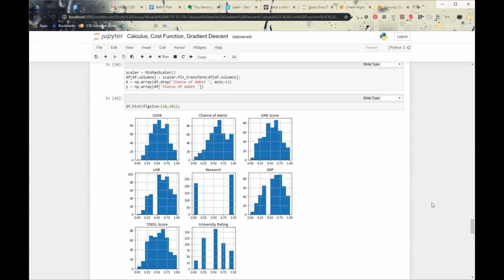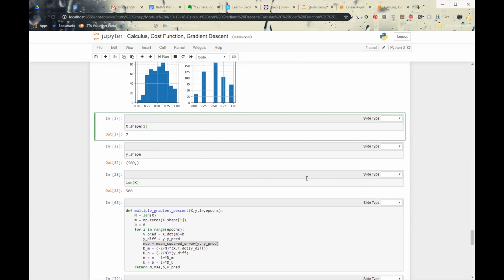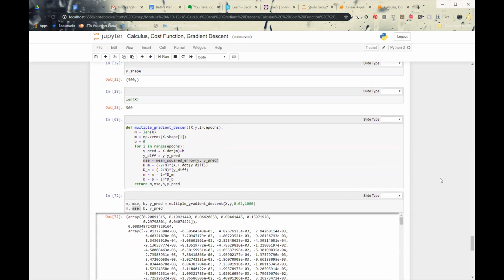So first we plot the data, and we found that the different variables have very different scales. So the first thing we do is transform the data using min max scaler, so make sure they are all on a scale of 0 to 1. And if you scroll down, so basically rewriting this function, we notice that the m should be a vector of values, and the length should be equal to the number of features.